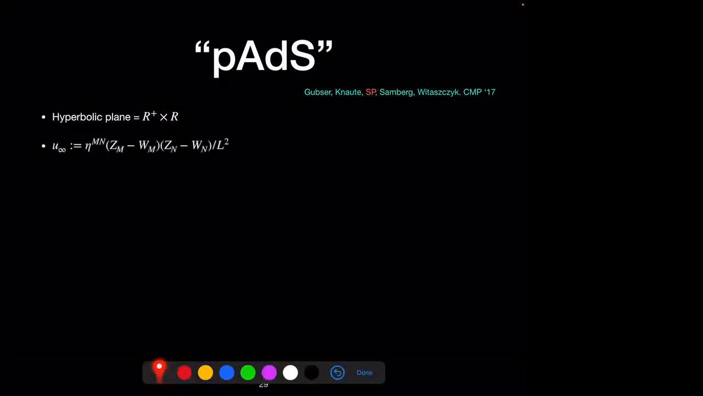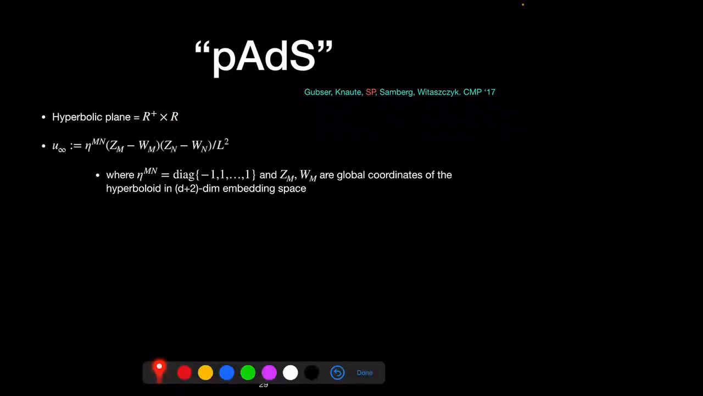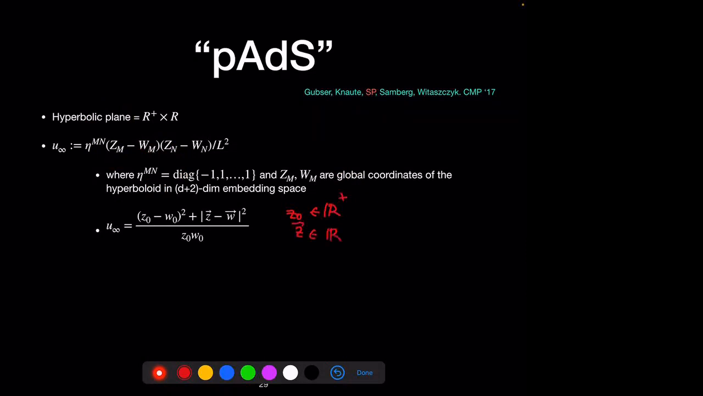higher dimensional factor. Now I'm going to define a distance measure called u sub infinity, which is actually in the embedding space just the normal usual notion of distance, where eta mn is some Minkowskian diagonal metric in d+2 dimensional embedding space, and z and w are the global coordinates on the hyperboloid, which defines the hyperbolic space. So this quantity in Poincare coordinates turns out to be this factor here, where z0 belongs to R plus and z belongs to R, roughly. Same with w0 and w. So this is the notion of distance, which I'm going to call caudal distance.